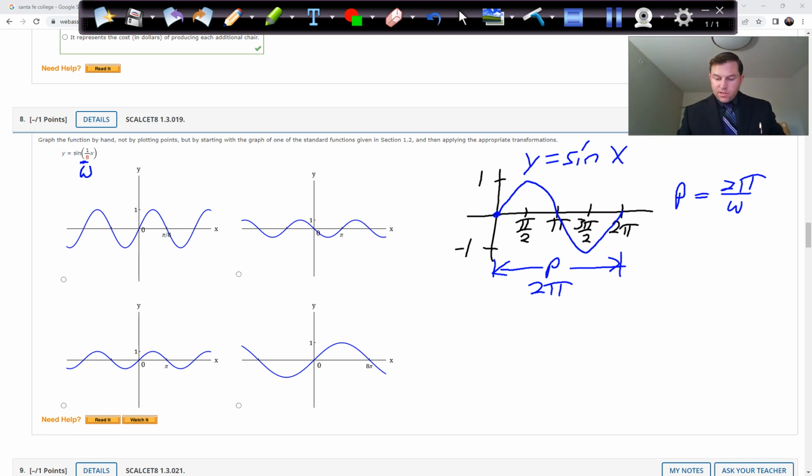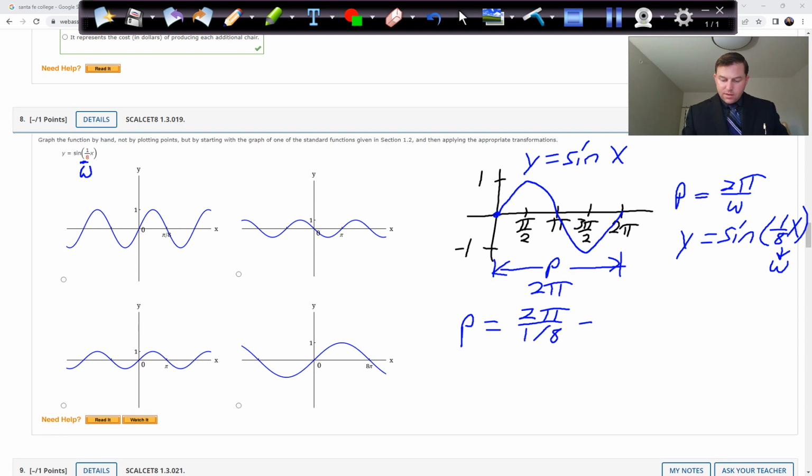So the period in this new one, so if I have y equals the sine of 1/8 x, this 1/8 is omega. So the new period is 2 pi over omega, which is 1/8, which is going to flip. So when you have a number divided by a fraction, the fraction flips, and this would become 8 times 2, which would be 16 pi.